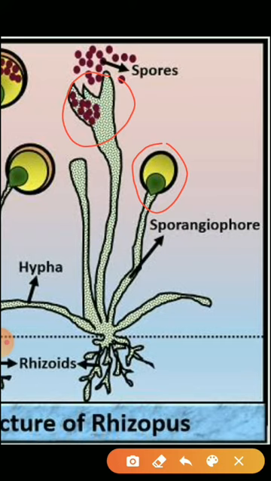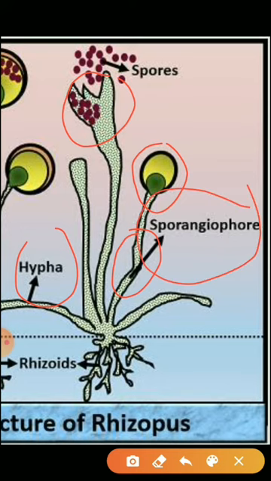Next, these are dispersed by wind and germinate into new mycelia. What is mycelia? The bunch of hyphae we call the mycelia, and the aerial hypha we can call the sporangiophore. In this sporangiophore, what is present? Sporangium is present. Inside this sporangium, what is forming? Sporangiospores are forming. Is it clear? Okay.